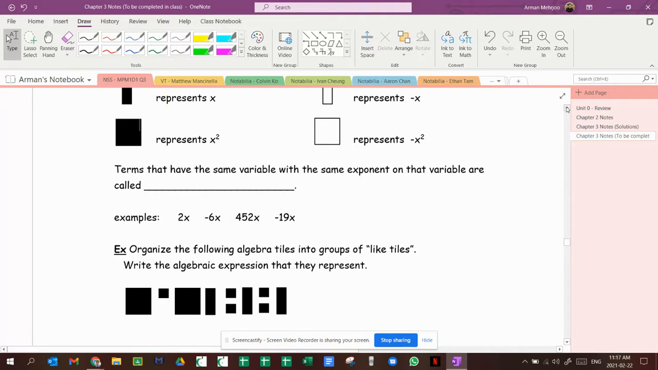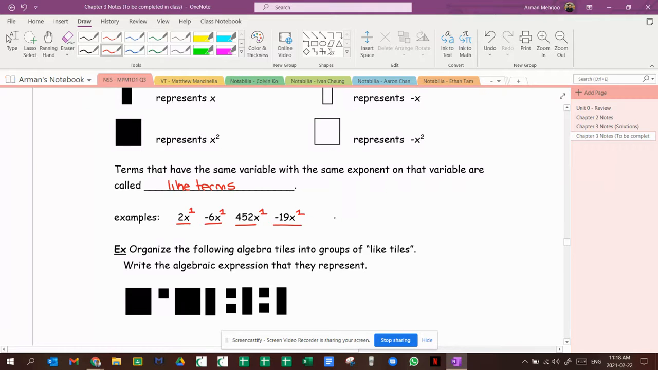It says here terms that have the same variable with the same exponent on that variable are called like terms. So for example, 2x, negative 6x, 452x, and negative 19x would all be like terms because they all contain the variable x, and the exponent on this variable is 1.